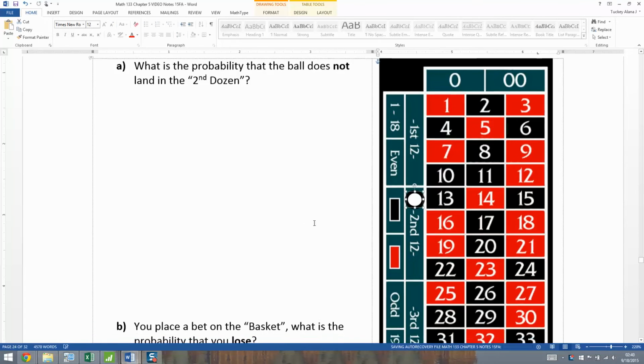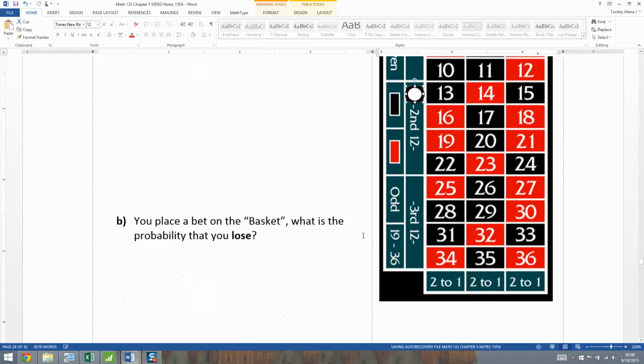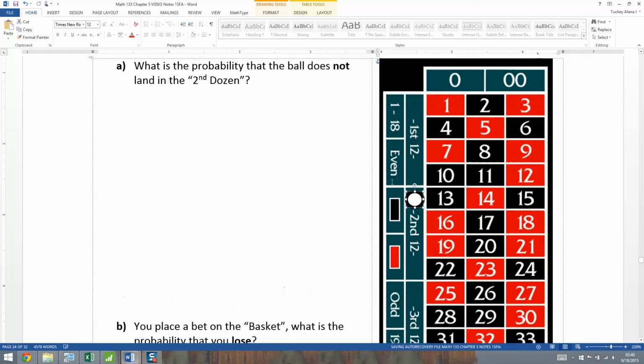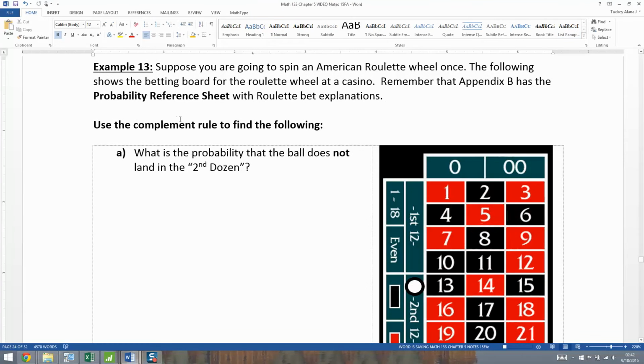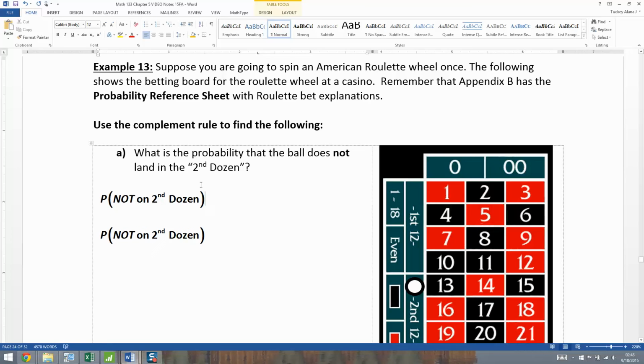So I'm just going to put a chip in there for a temporary placeholder. We're not actually using chips anymore to display every single problem, but you can get the idea for it. Okay, so we want to know the probability that the ball does not land in the second dozen. And I should say using the complement rule. All right, I added that little phrase in there. So we need the probability that the ball does not land on the second dozen. So let me type that up. This is what we are looking for. So what we're going to do first is find the probability that it does land on the second dozen.